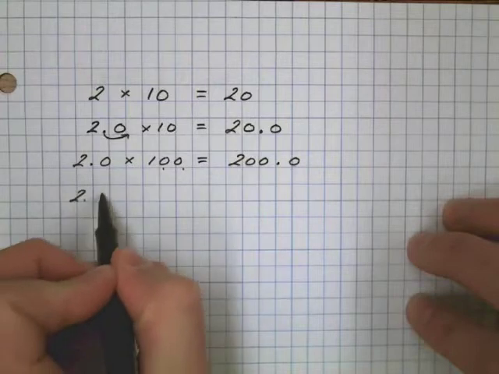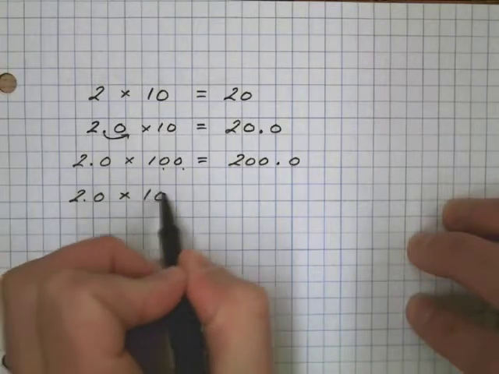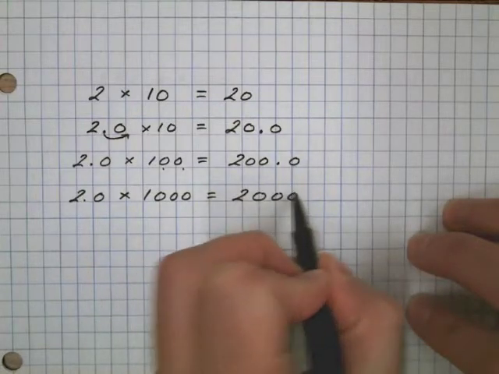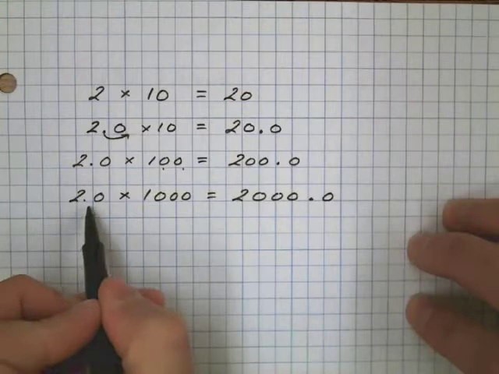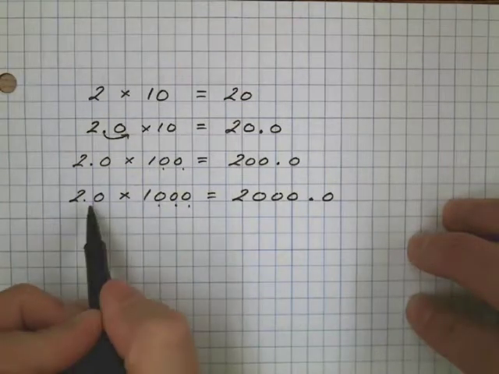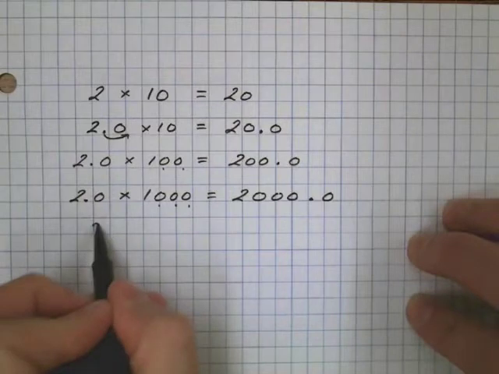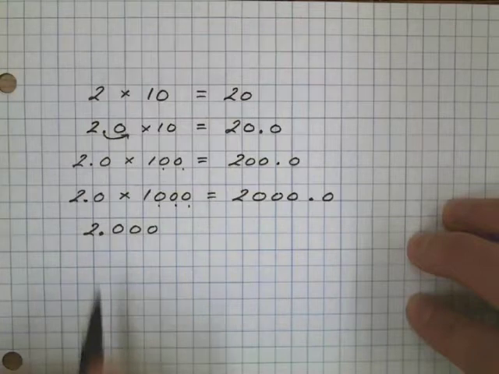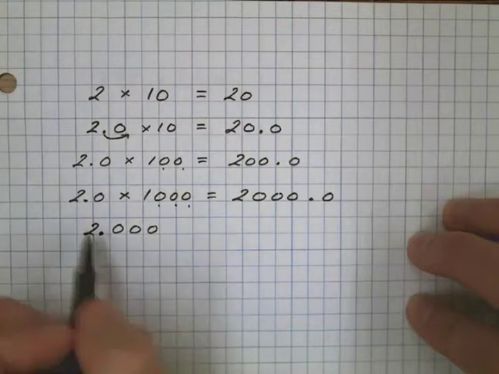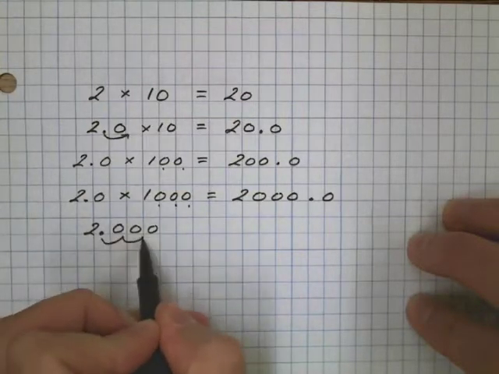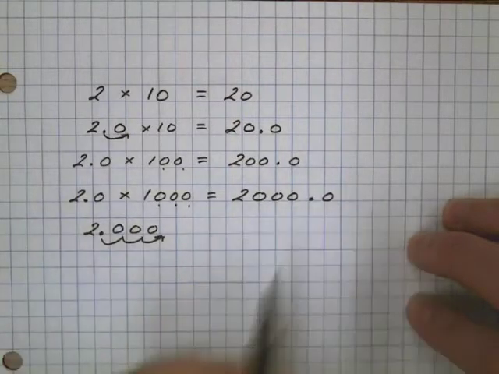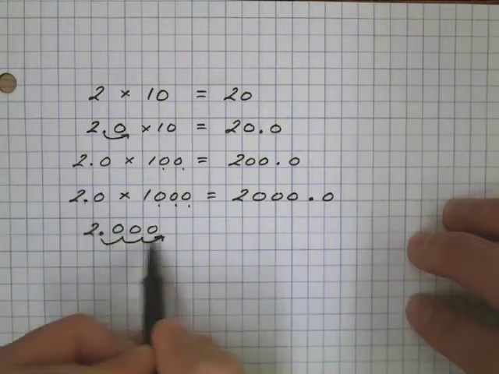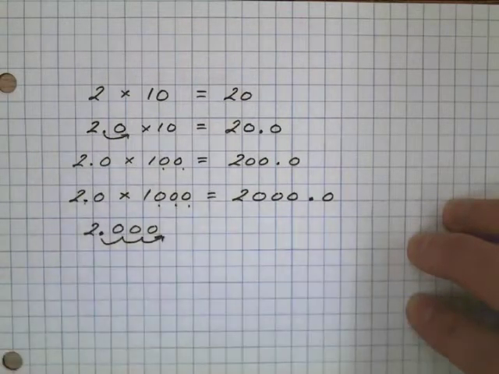Let's see if this holds true. So 2 and 0 tenths times 1,000. Well, 2 times 1,000 is going to be 2,000. Here there were 3 zeros, so the decimal place moved over 3. Let me write this out a little differently so you can see this. There's 2 and 0 thousandths, and my decimal place moved over 1, 2, 3 places until it ended up right over here. So I ended up with 2,000. This 2 went to 2,000, and I was multiplying by 1,000.